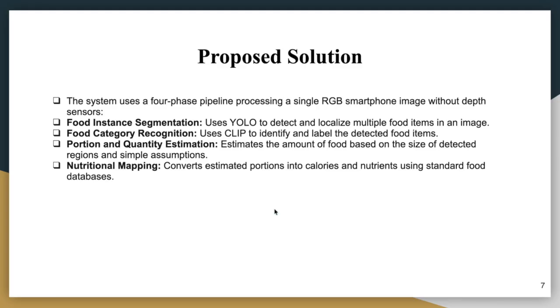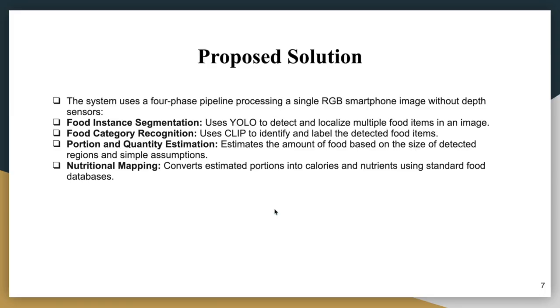So basically our proposed solution is a four phase pipeline in which firstly we are using YOLO. Here YOLO stands for You Only Look Once. It is an object detection model, which is our first layer. So we use YOLO to localize multiple food items in an image. Let's say we have a plate of thali. We have a thali with multiple dishes in it. So our YOLO is basically used to detect those particular dishes in that plate.